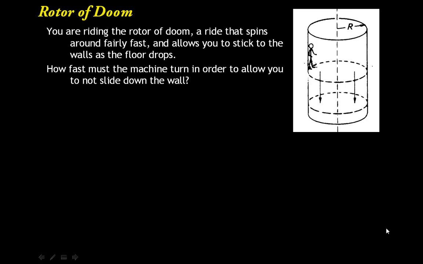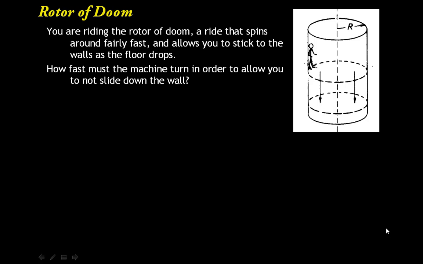You're really feeling the wall pushing on you, keeping you going in a circle. And when it gets up to a certain speed, they drop the floor and you actually stick to the wall. You don't fall with the floor. So we want to figure out in this case, how fast does one of these things have to spin for you not to slide down the wall?